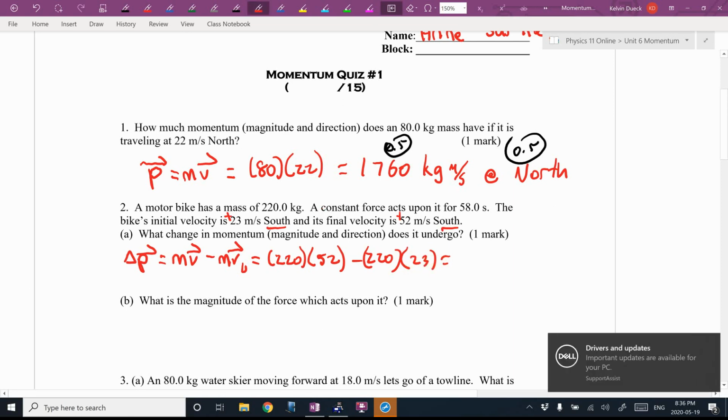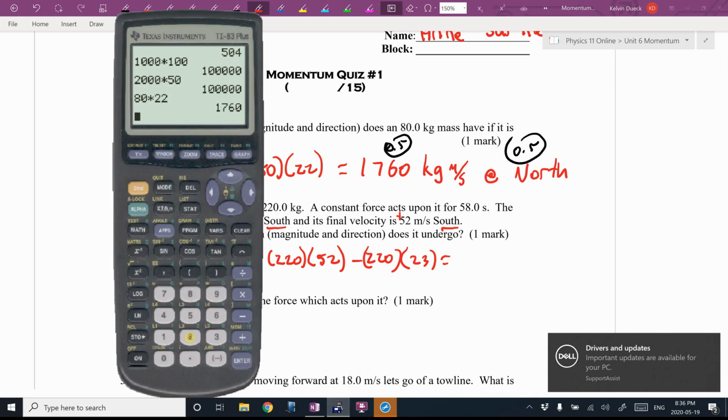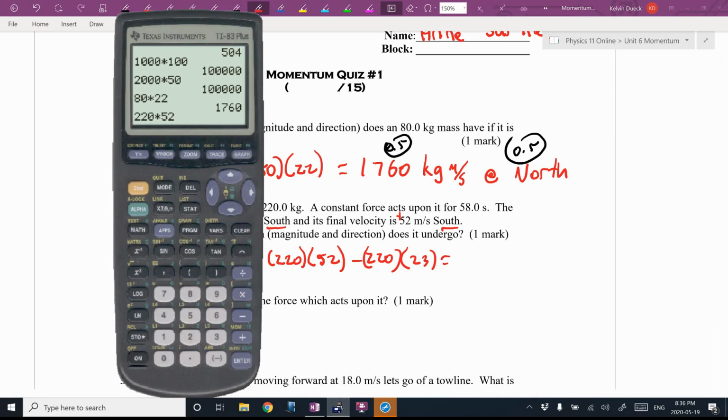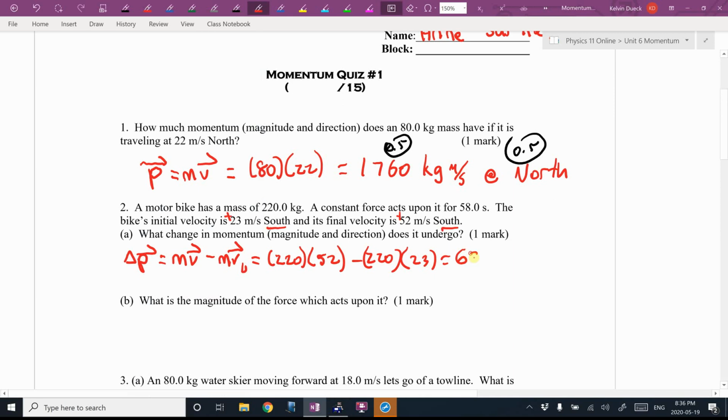This one I don't know if I can do in my head. Okay, computer, thank you for that important message. I'll get to that later. 6,380 kilogram meters per second. Direction, well, I got a positive answer. I said south was positive. So, south. Again, half mark for the magnitude, half mark for the direction.